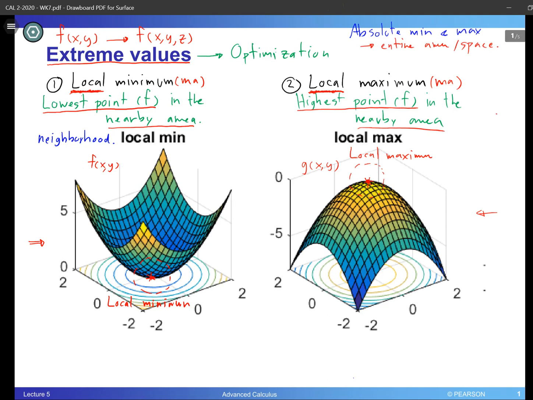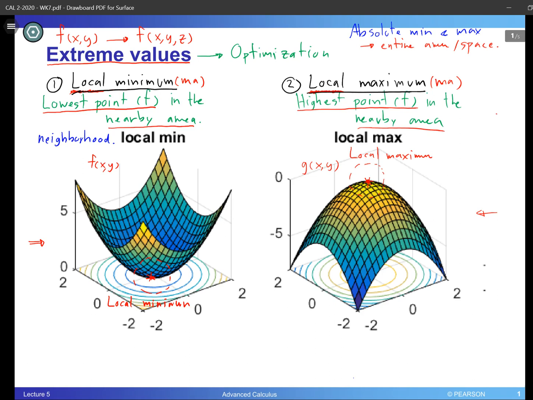But it's a little bit tricky to find those absolute min and max in multivariable functions, as it requires further proofs and other tests. So we will focus only on the local ones here. So don't worry, in this lecture and in this course, we are going to focus on just the local minimum and local maximum, not for the absolute ones.